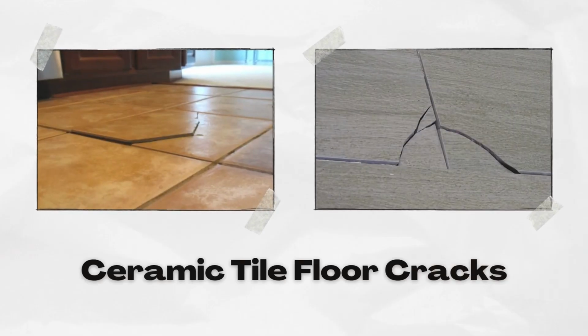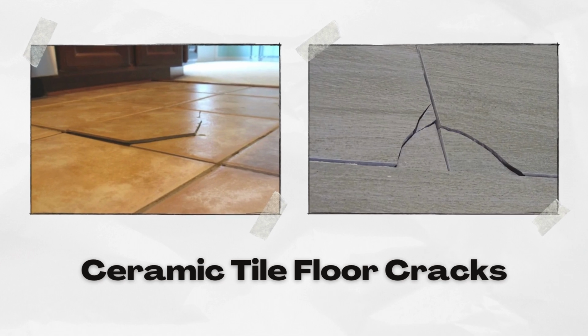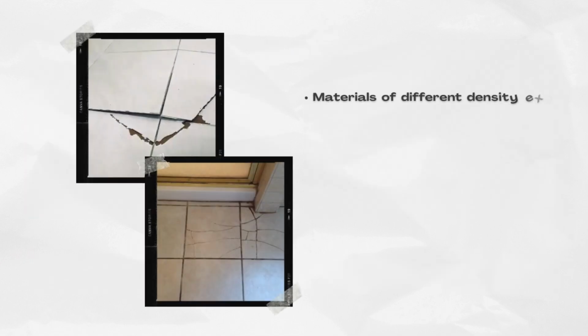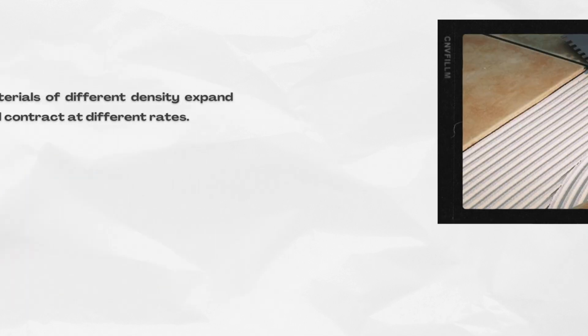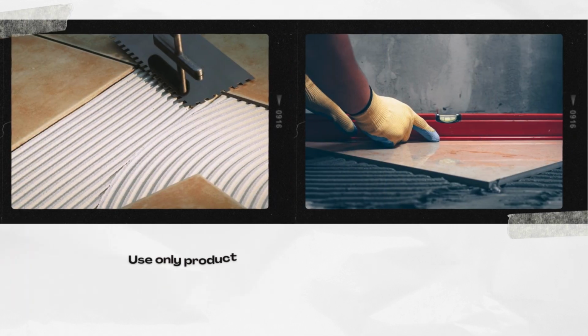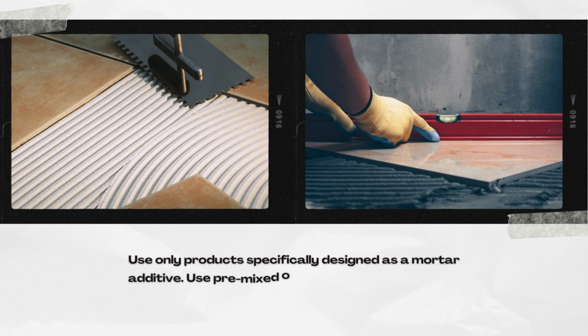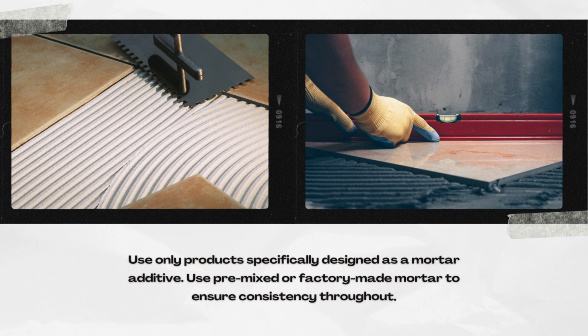Cracks in ceramic tile floors are generally due to a few things. Materials of different density expand and contract at different rates. Floor systems not stiff enough to properly support a ceramic tile. If the strength of the floor is adequate, using an additive in the grout would allow the ceramic system to flex with the wood floor system and would eliminate the typical differential expansion and contraction of the materials.